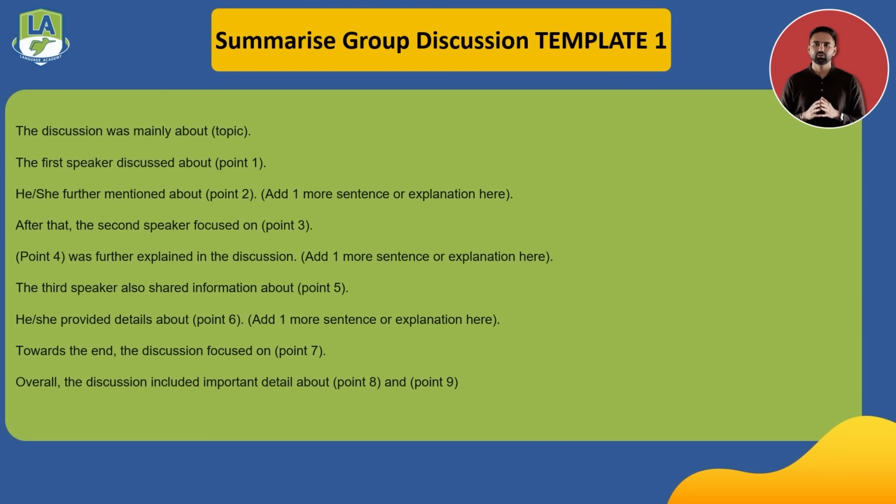So you can see the structure which I used in my test, which all our students are using in the test, and which you can use in the test as well. So you start with an introduction. The discussion was mainly about, you provide the main topic. Then what you do is you divide your response in 3 different parts. 3 points by first speaker, 2 to 3 points by second speaker, and 2 to 3 points by the third speaker. And then you provide a conclusion.